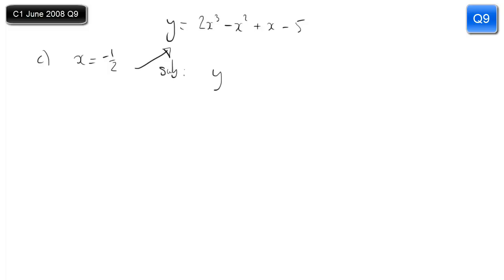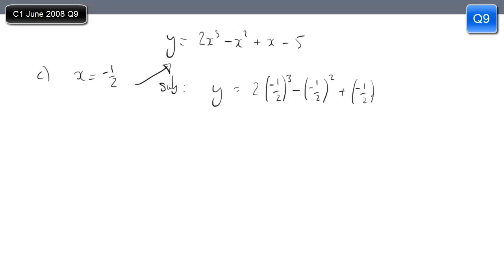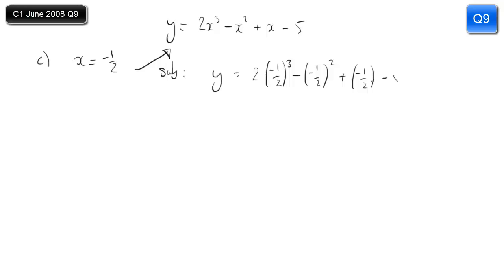So we get y equals 2 lots of minus a half cubed, minus a half squared. Remember your brackets here and be careful with them. Plus minus a half, oops, minus 5. Hopefully that didn't cause too much of a problem. So just have to tidy that up. Minus a half cubed is minus 1/8. So 2 lots of minus 1/8.